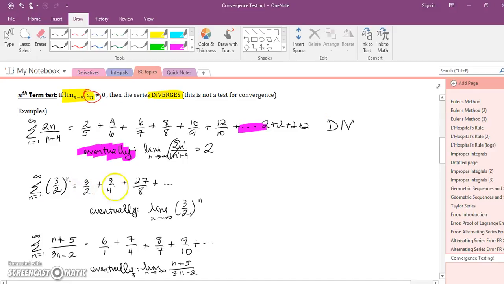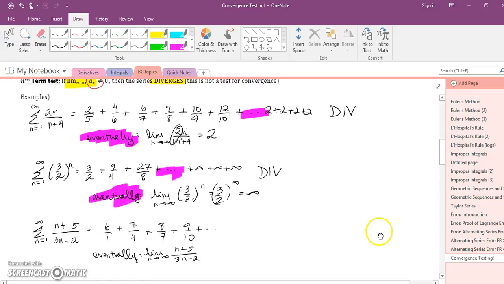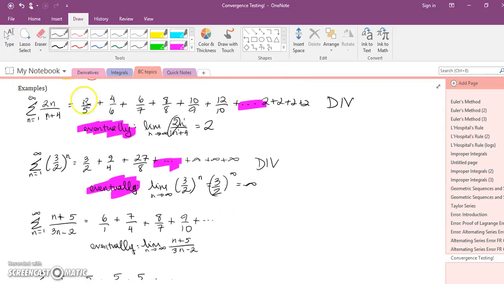Right here, 3/2 to the n. As you start adding these up here, let's see if this thing converges. So eventually, that would be right here. That would be 3 over 2 to the infinity power. Well, that's obviously infinity. That means you add larger and larger and larger numbers. Definitely going to diverge. If you try doing n plus 5 over 3n minus 2, let's see what happens eventually.